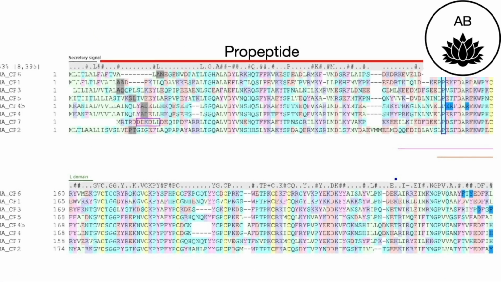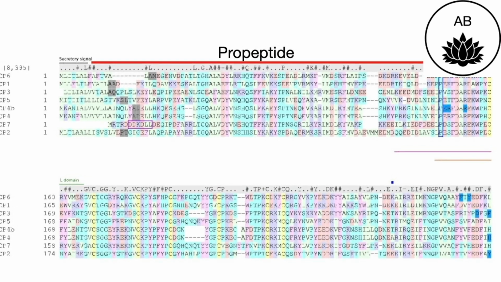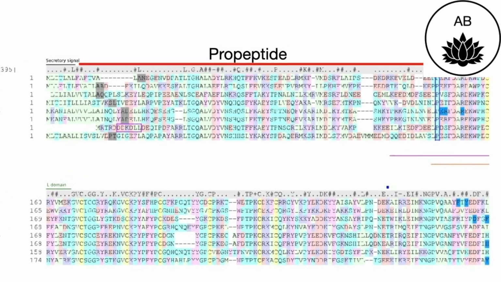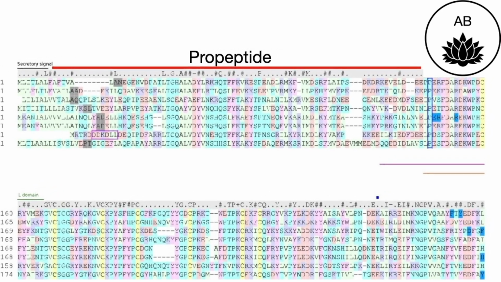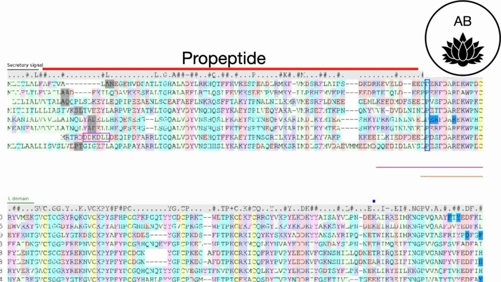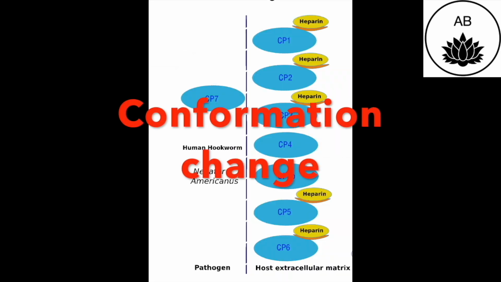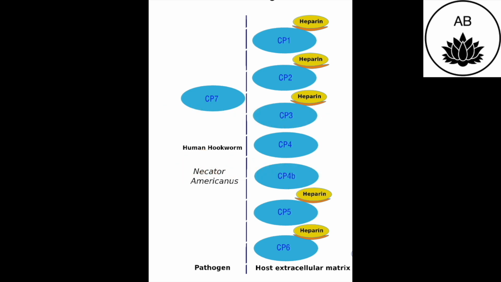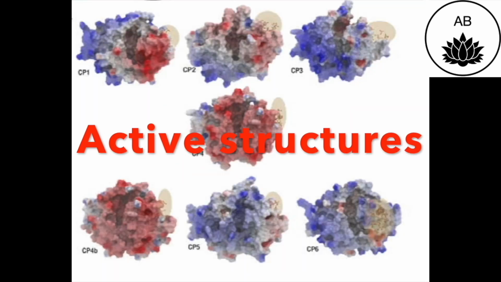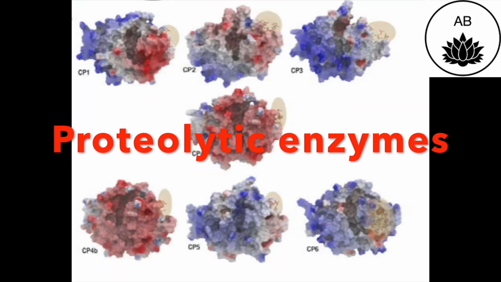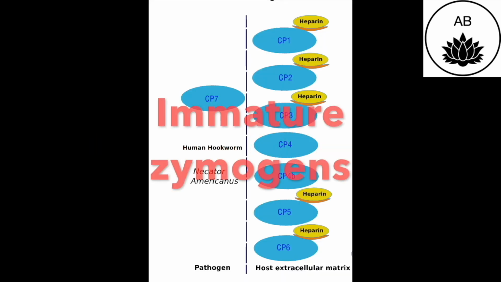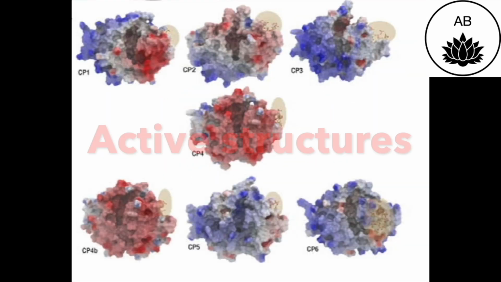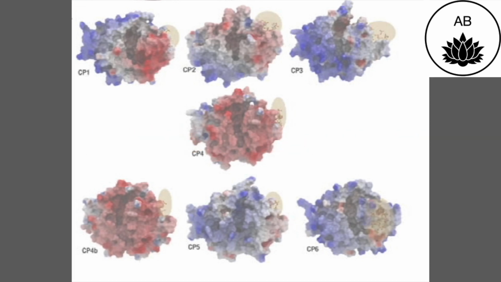Therefore, the stretch of amino acid residues between the start point of the mature polypeptide and the endpoint of the secretory signal, shown by the red bar here, gets enzymatically cleaved off, which results in the conformation change of the zymosins, and then they turn into active cysteine proteases capable of degrading other proteins. So here's another example where cleavage of the protein backbone is involved in converting immature zymosins into active protease structures.